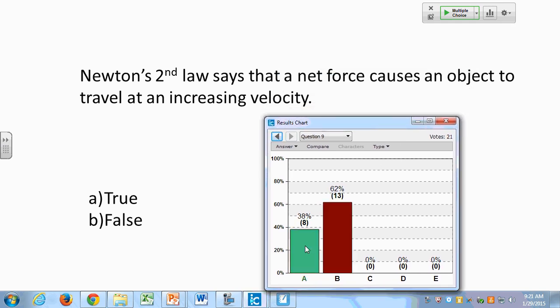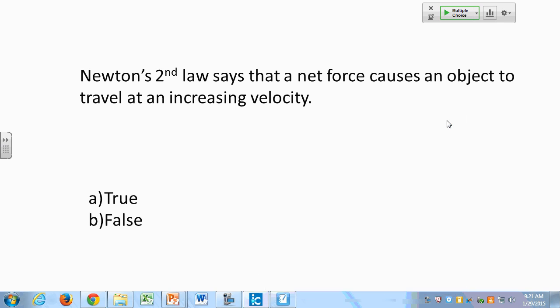All right. A is right. I worded this a little bit differently. What does increasing velocity mean? Remember we talked about distance, velocity, and acceleration. To accelerate means that our velocity is changing. So I changed it up.